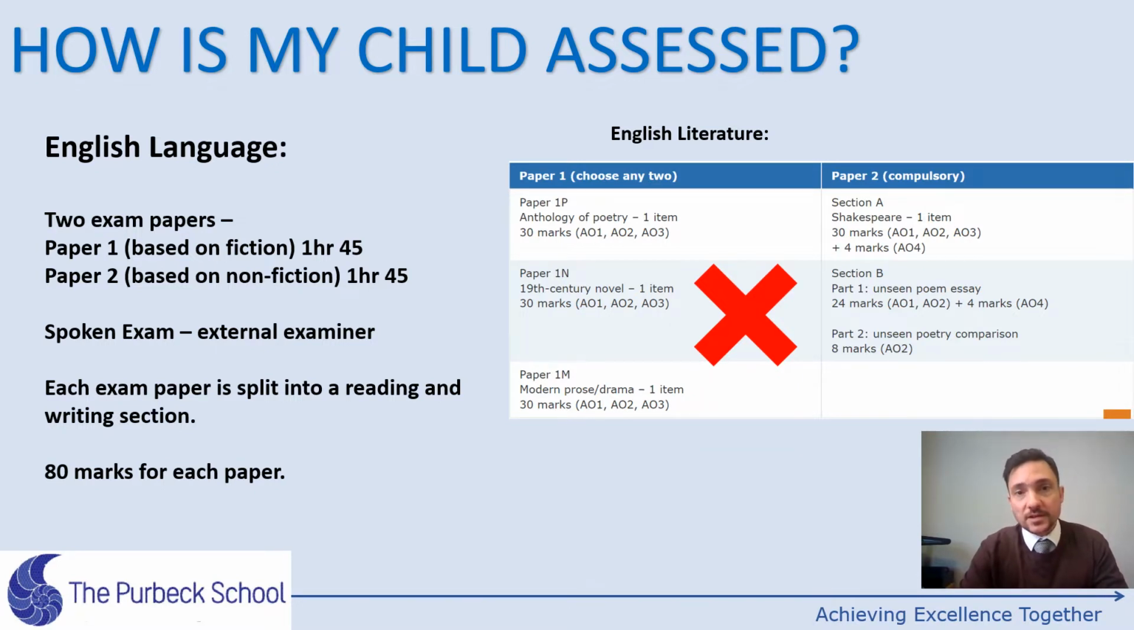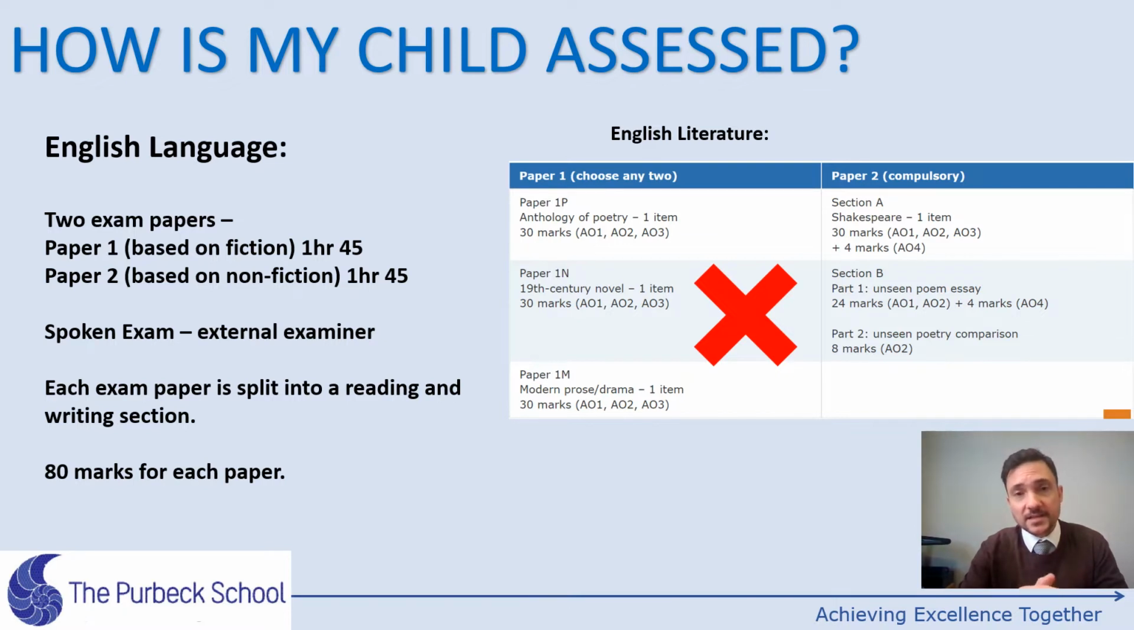For English literature, there's a big cross there next to paper 1, 19th century novel. And again, this is as a result of COVID. Our students have had one of the texts that they'd normally have to be tested on removed this year. So the 2 papers are as follows. For paper 1, their first literature text, they're going to be writing about an anthology of poetry. There's 15 poems that they've studied in school, and they'll be expected to know those poems really well.